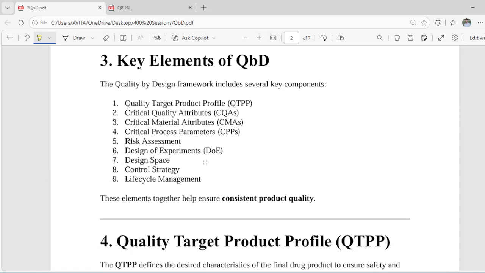Moving on to the key elements of QbD. The first and, I would say, important element of QbD is the quality target product profile, QTPP. Then we have critical quality attributes, critical material attributes, critical process parameters, risk assessment, design of experiments, design space, control strategy, and lifecycle management. These elements together help ensure consistent product quality.